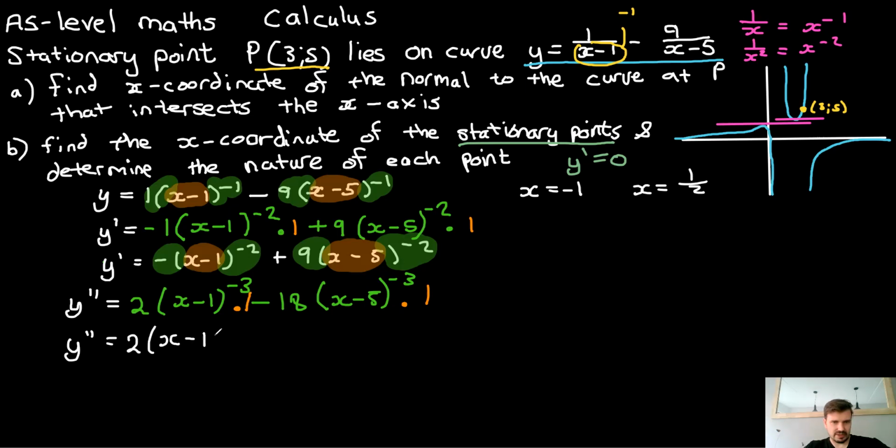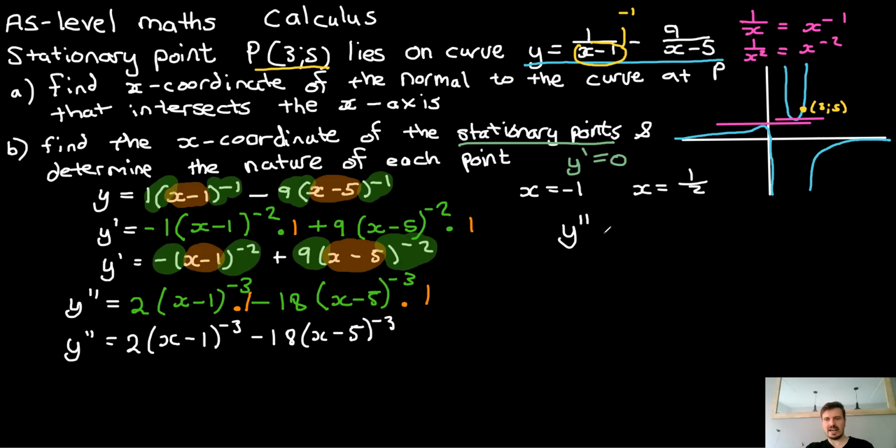2x minus 1 to the -3 minus 18 x minus 5 to the -3. Now, we don't have to solve this because it's simply saying what is the nature. And so this is now what you've got to learn.